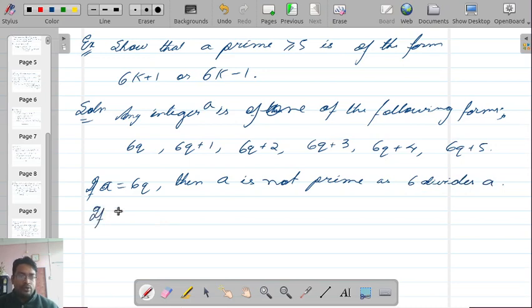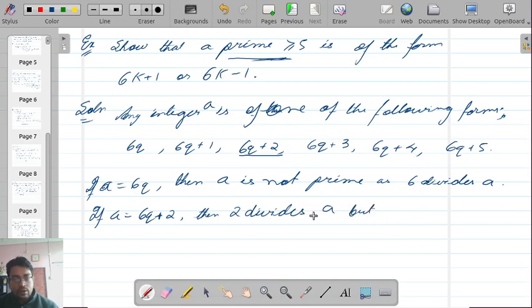If a equals 6q plus 2, let us single out the cases where it is not possible. If a is of the form 6q plus 2, then it cannot be a prime. We are already given that the number is greater than or equal to 5. If a equals 6q plus 2, then 2 divides a. But I cannot conclude from here itself that a is not prime, because 2 itself is prime.